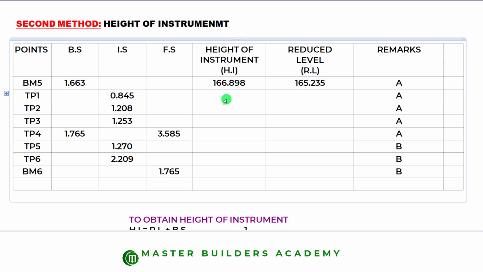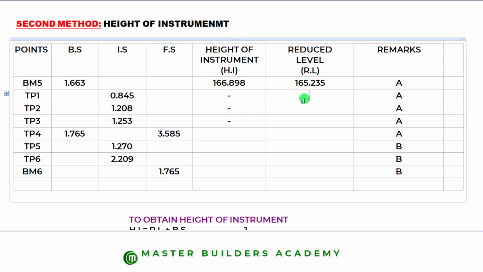For as long as this question is concerned, there will not be a new height of instrument here until we get to a level where we have a backside. That's when the height of instrument will change. So the height of instrument that we have at BM5 will remain the same till TP3. It is at TP4 that the height of instrument will change to a new value. Hope you understand that. So this place will remain void because we are using the same value.